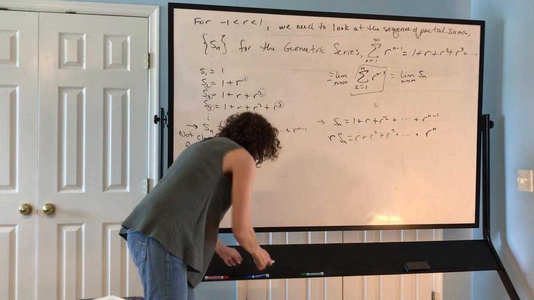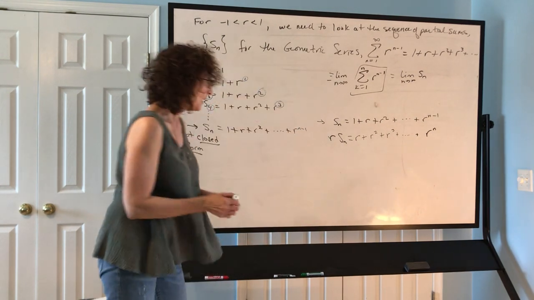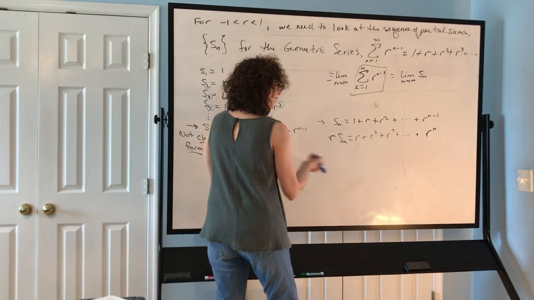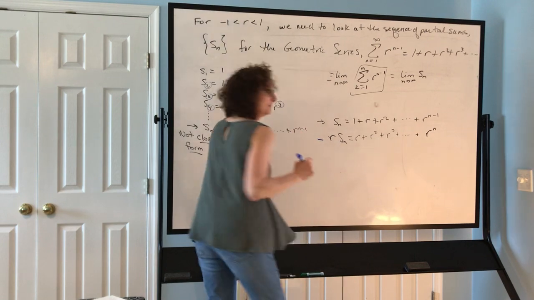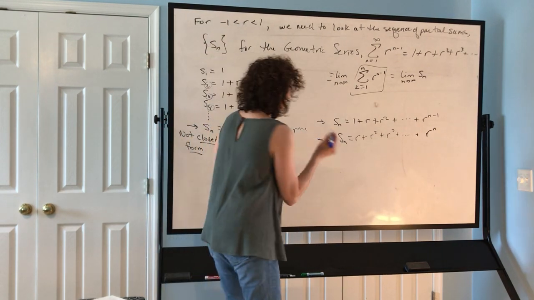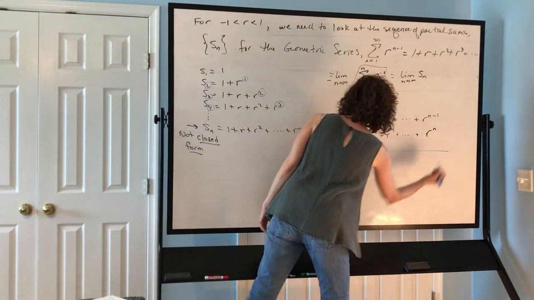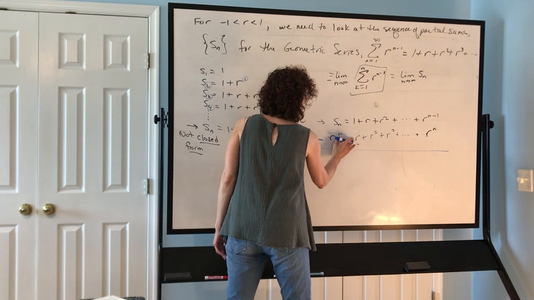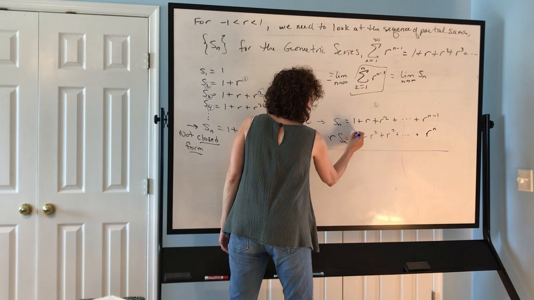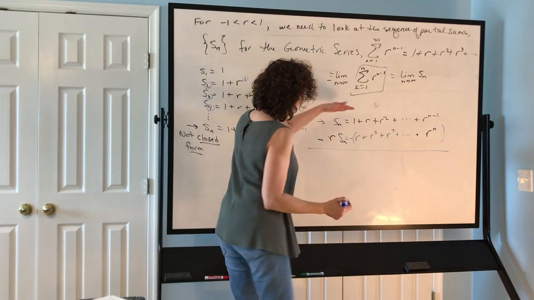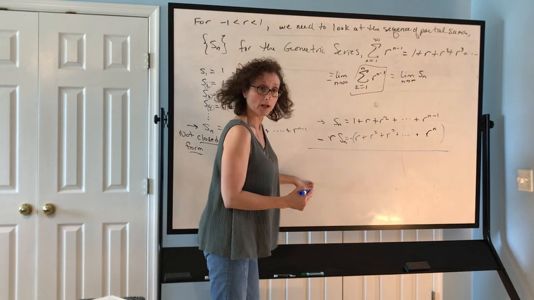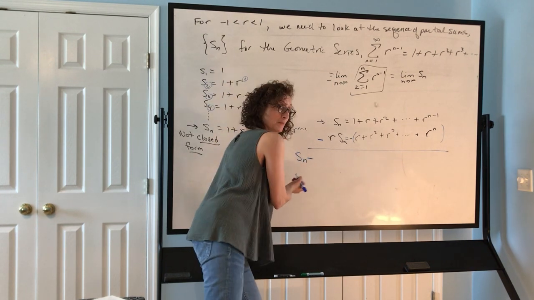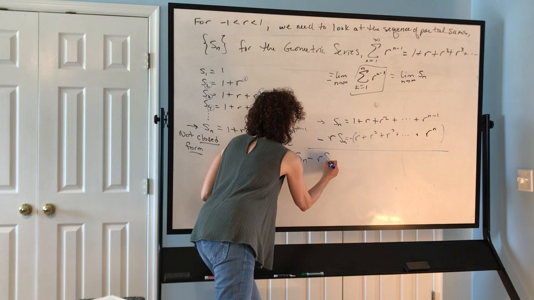Now why is this a nice thing to think about? Well, we have these two guys right here. Let's subtract them. What if I take this and I subtract that? If I subtract on both sides, which is what you've got to do, what am I going to have on the left side? S sub n minus r Sn.